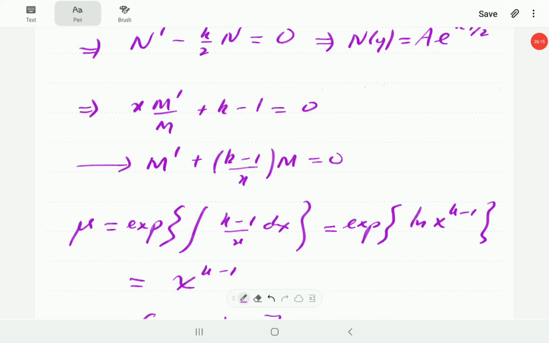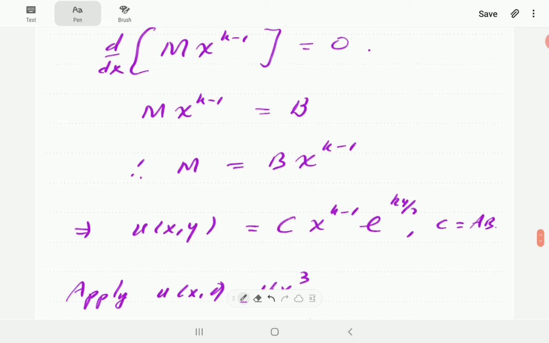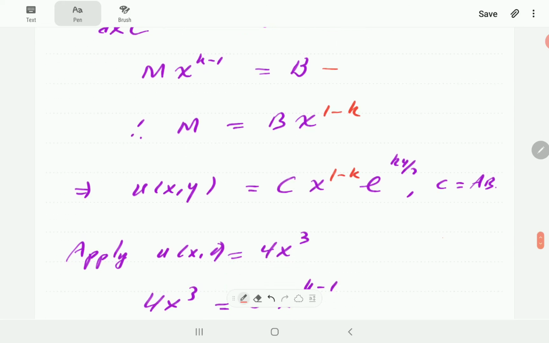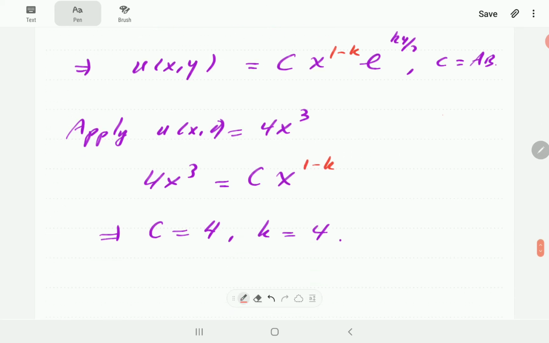Just 1 second. Okay, there is a minor typo here. From this step here, the function m should be equal to x to the power 1 minus k, because it's k minus 1 on the left hand side. So that means we're going to have 1 minus k here and 1 minus k here. So if 1 minus k is 3, then k is going to be negative 2. So negative 2 here.